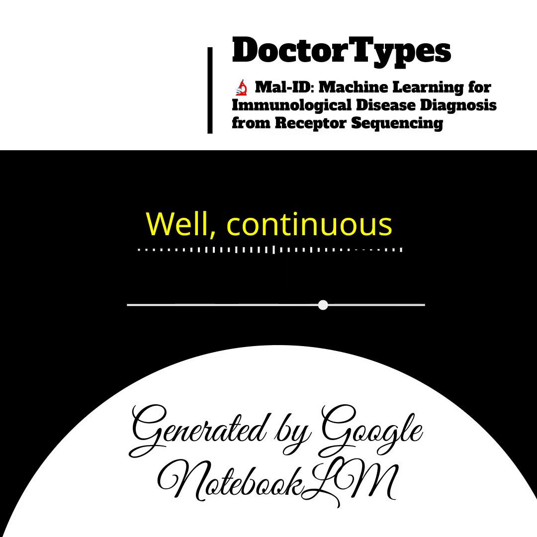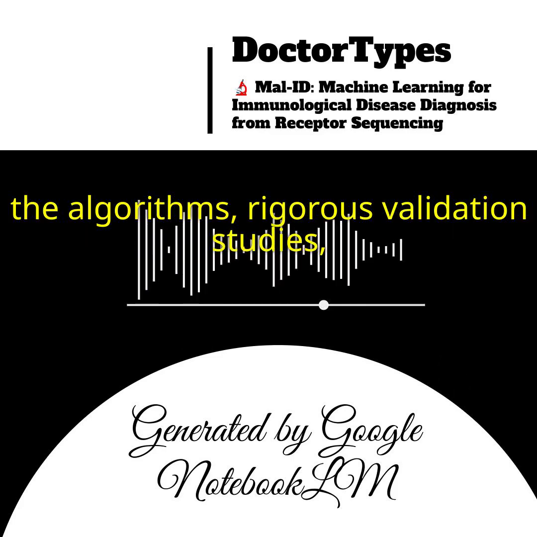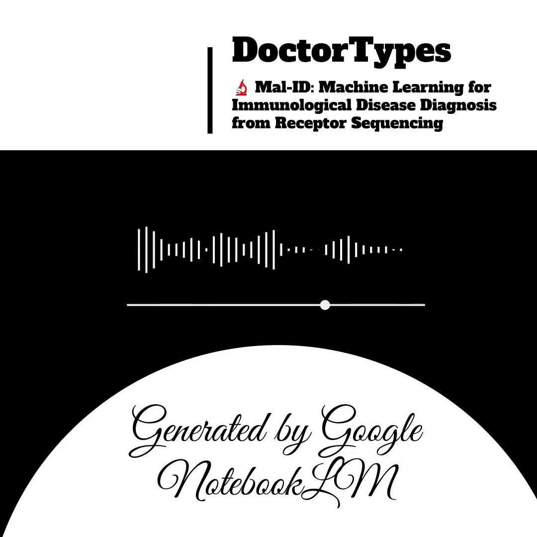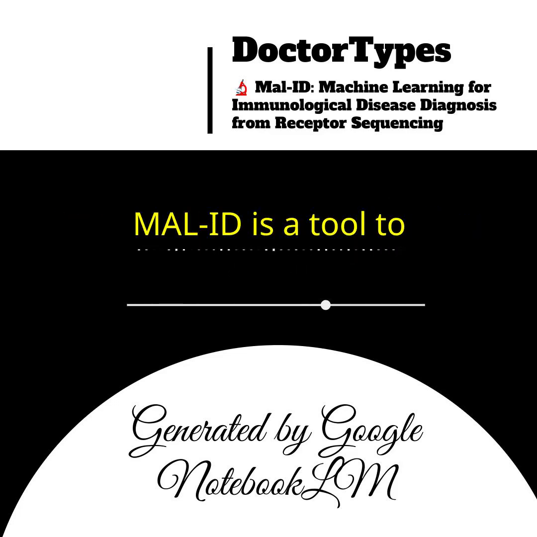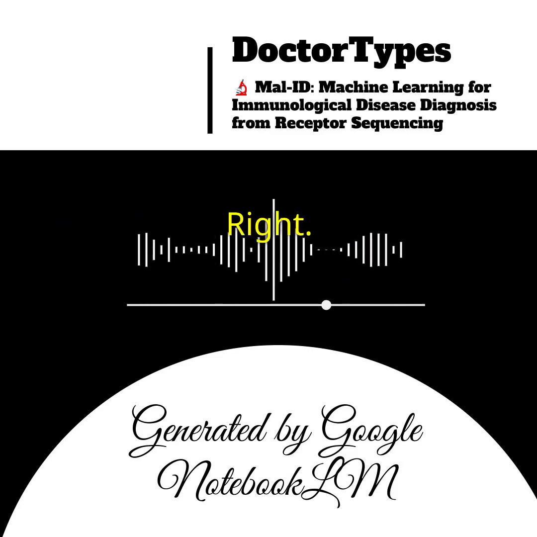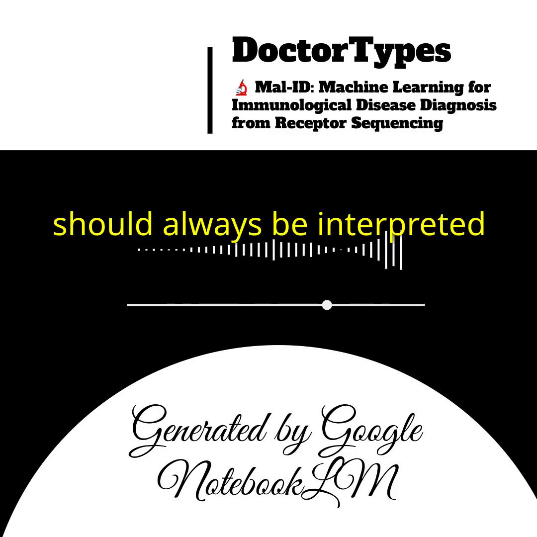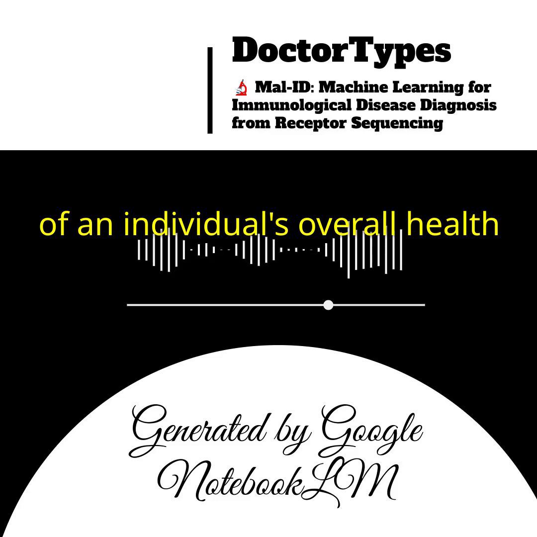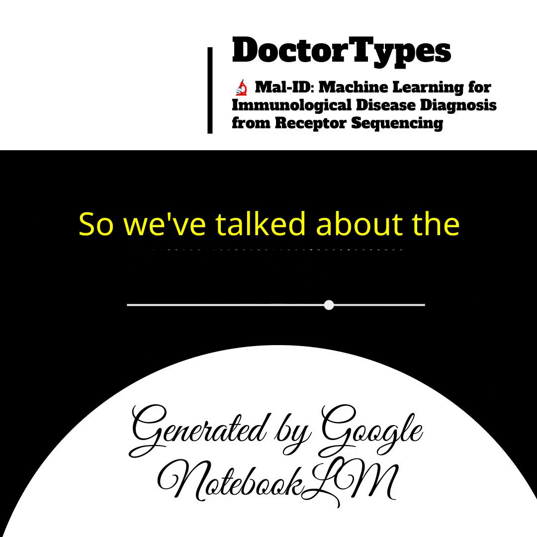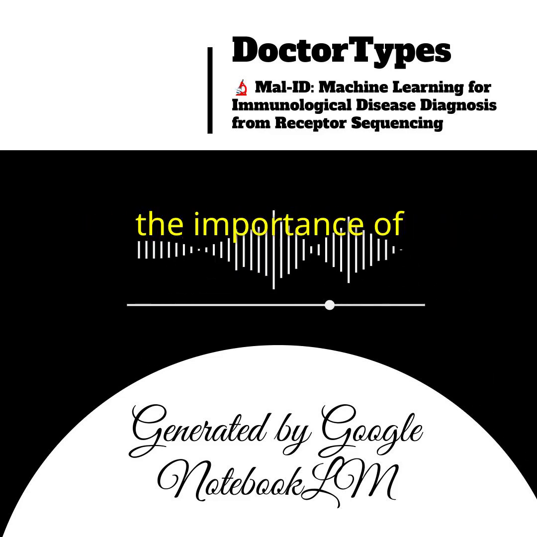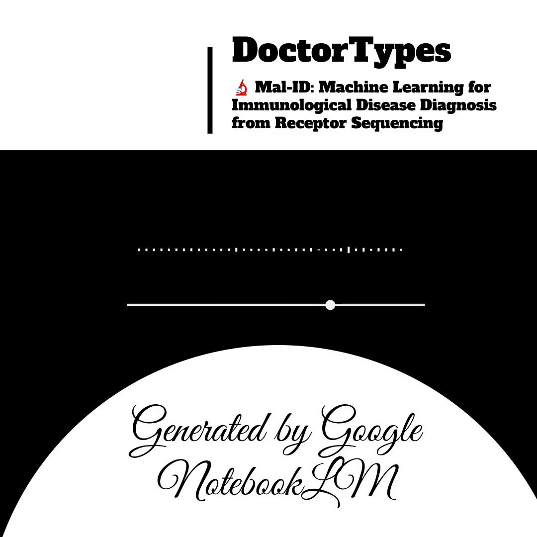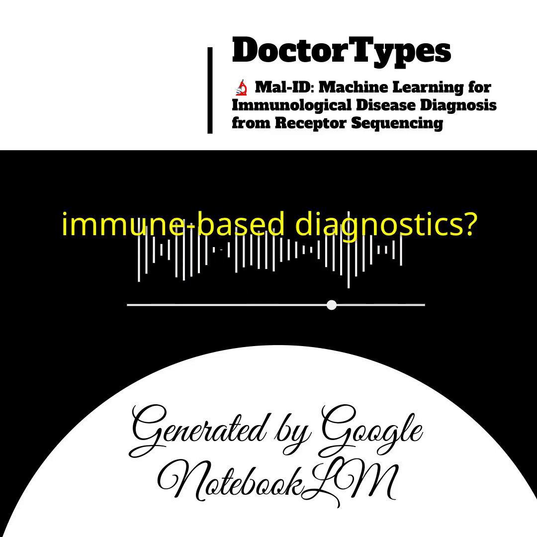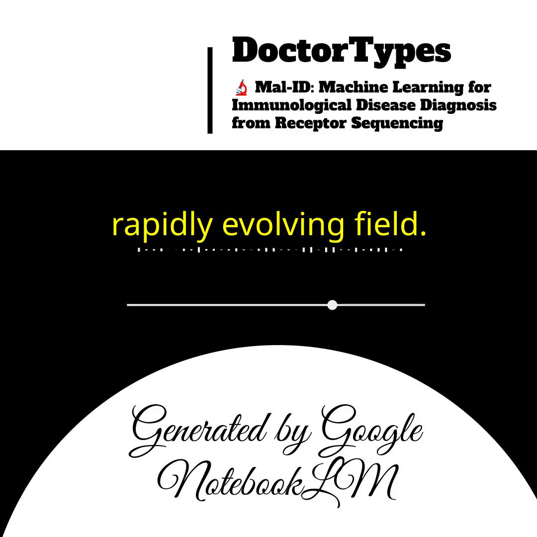Yes. Okay, so we've got data privacy, equitable access. Anything else? Well, there's always the potential for false positives or false negatives. Right, no test is perfect. Exactly. There's always a chance of getting an inaccurate result. So how can we minimize those risks? Well, continuous refinement of the algorithms, rigorous validation studies, and ongoing monitoring. Those are all key. They are, and of course, it's important to remember that MALID is a tool to aid healthcare professionals, not replace them. Right. So the result should always be interpreted in context. Exactly, within the context of an individual's overall health history.